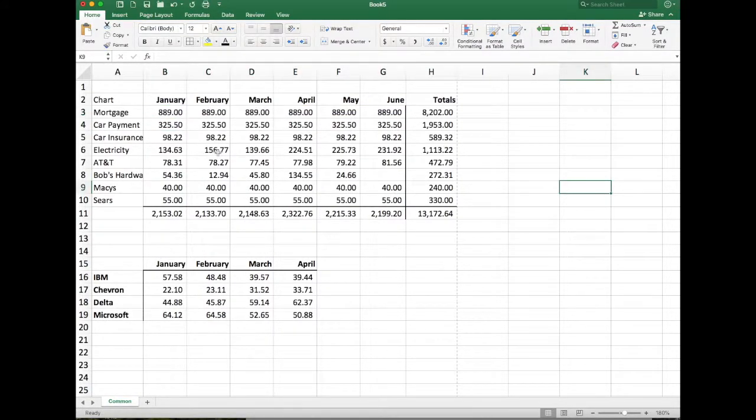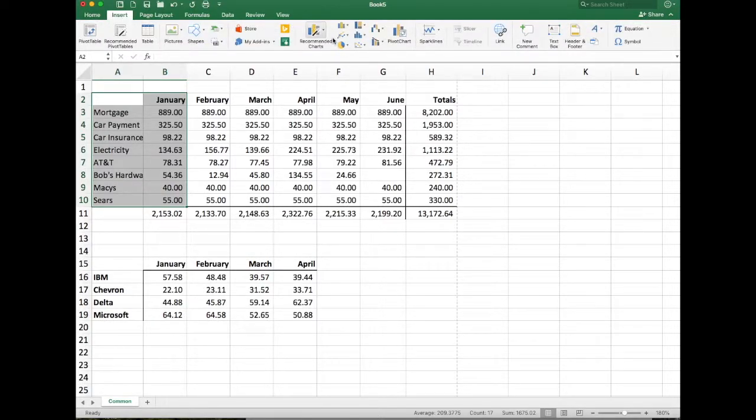Anyway, so let's say that I want to chart out my January payments. I'll get rid of the word chart. I am going to highlight this. And now I go to insert.